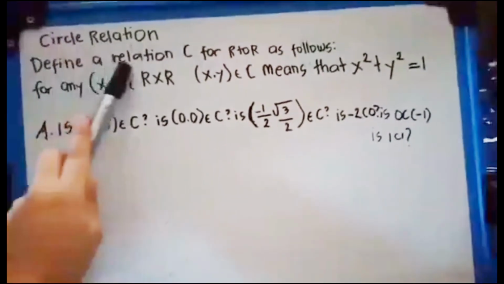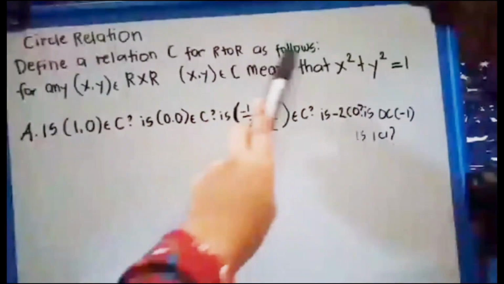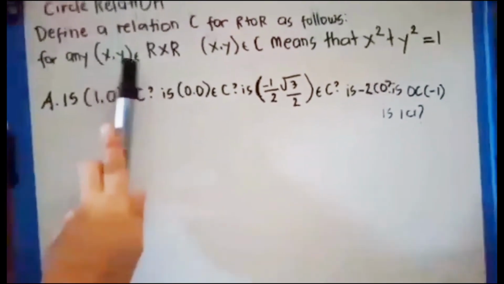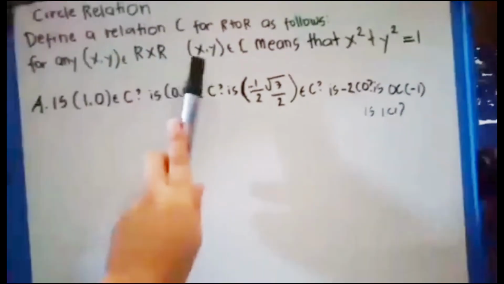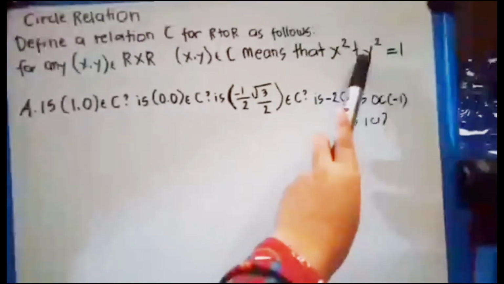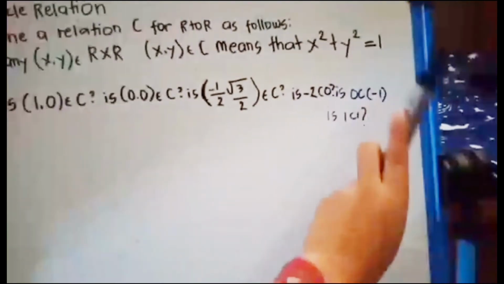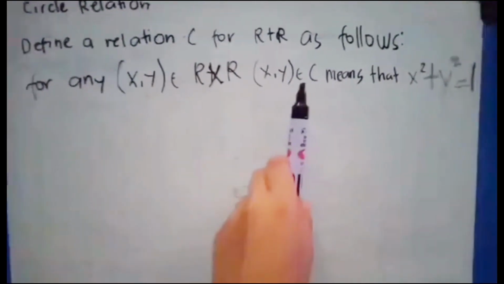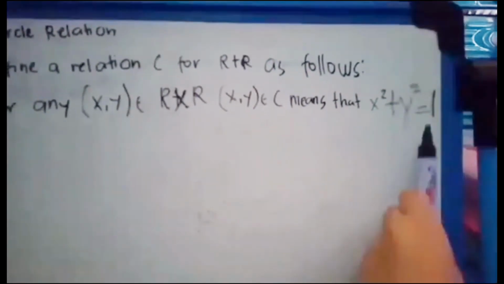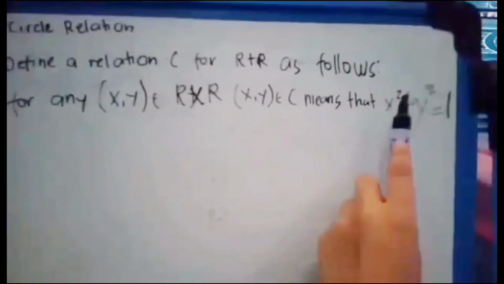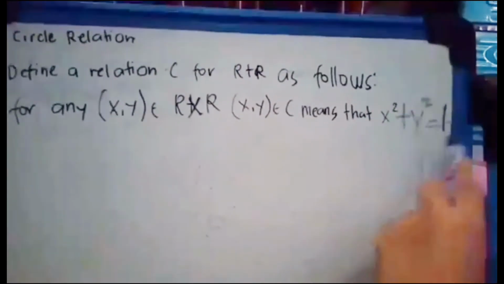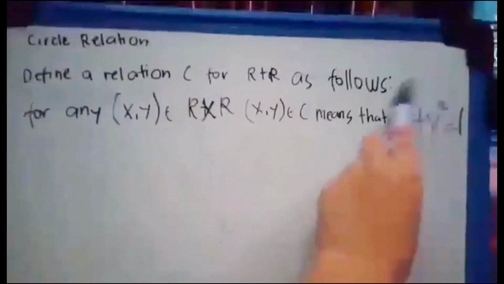I will show you the example of the circle relation. So we have here: define a relation C from R to R as follows. For any (x, y) element of R cross R, (x, y) is an element of C means that x squared plus y squared is equal to 1. So we can say that the ordered pair is an element of C when the values of x and y, once we simplify, equal 1. So, this is our formula.